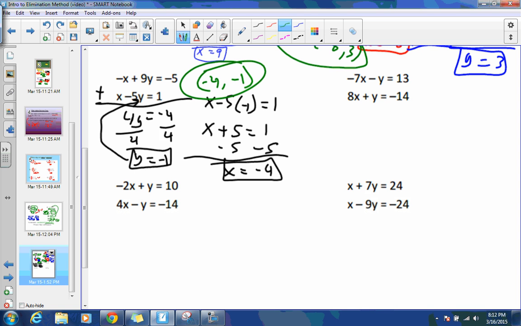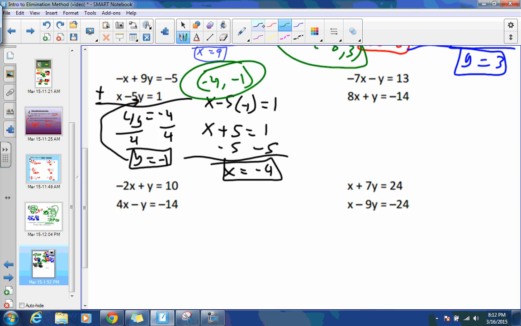Now, just a reminder, if you want to ever check these to make sure your ordered pair is correct, you can always plug back in your x value and your y value for each equation to see if it ends up being correct, meaning the left side ends up equaling the right side when you plug them in and do your simplifying or your solving there.